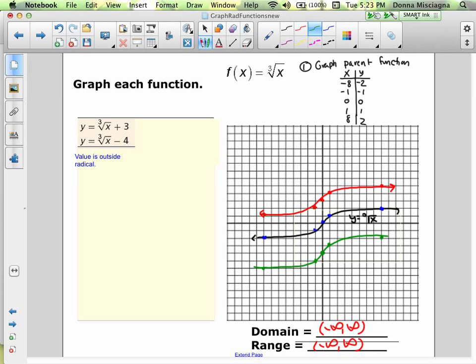So we're just going to always graph our base function and then translate, and we can't go wrong. I kind of missed my point there, but just a tad, but that's okay. All right, let's go look at the next one.